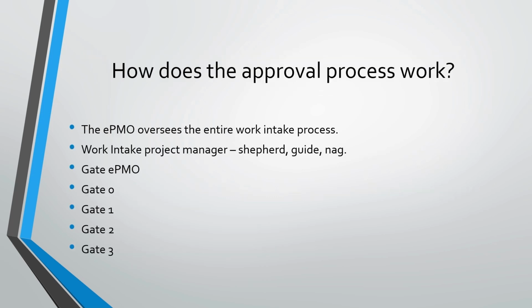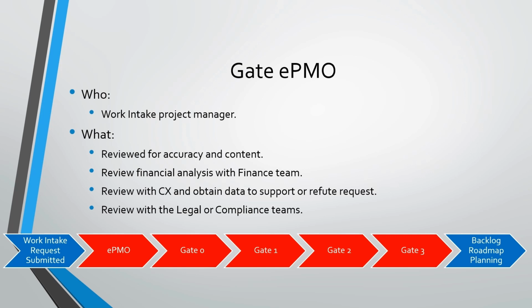So how does the approval process work? Well, the EPMO oversees the entire work intake process. A project manager, like me, will shepherd, guide, and where necessary, nag the request through a series of gates seen here. In the EPMO gate, the project manager will review the request for accuracy and content. This may require a meeting with the requester and/or project sponsor. The PM will also work with finance, CX, and legal to ensure the request is valid and meets Nu Skin standards.